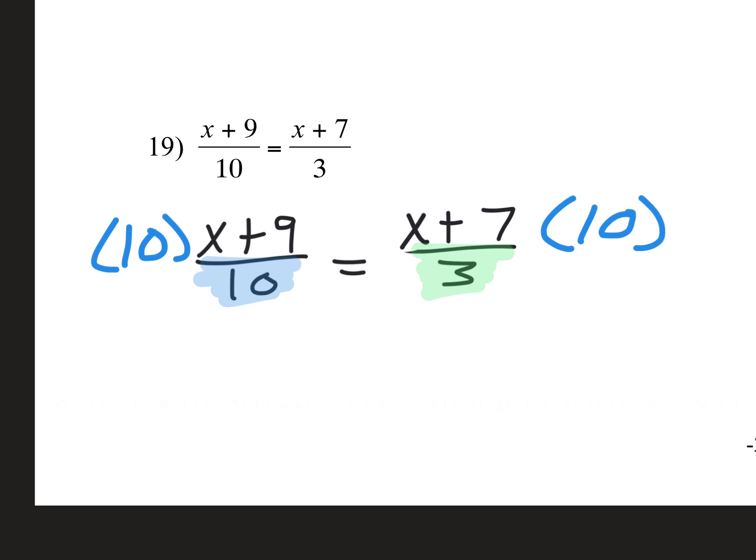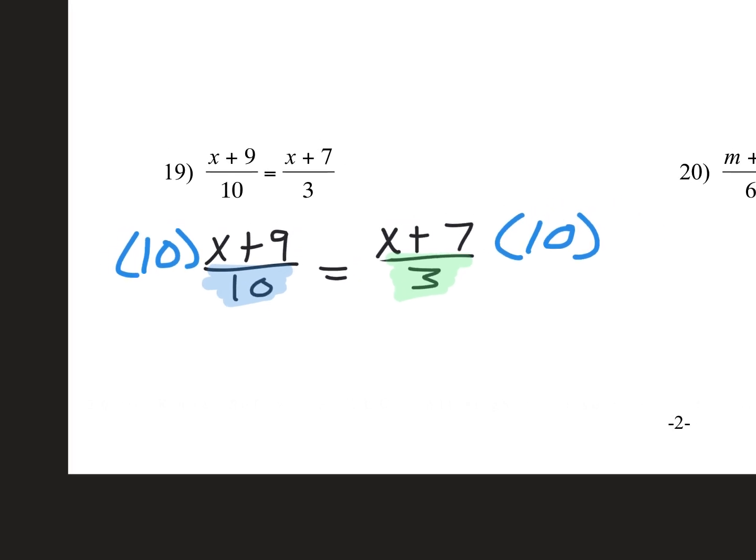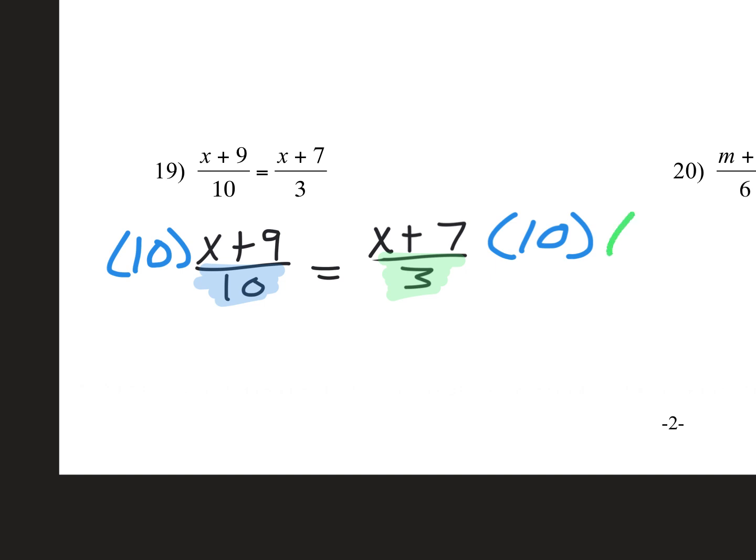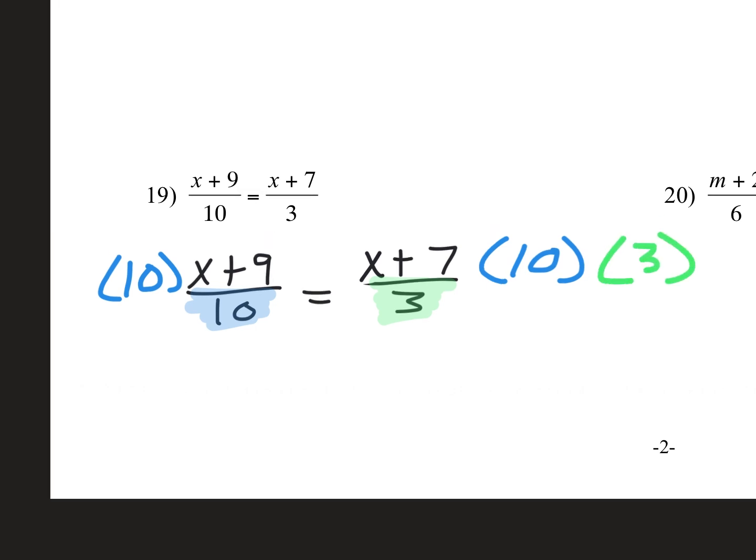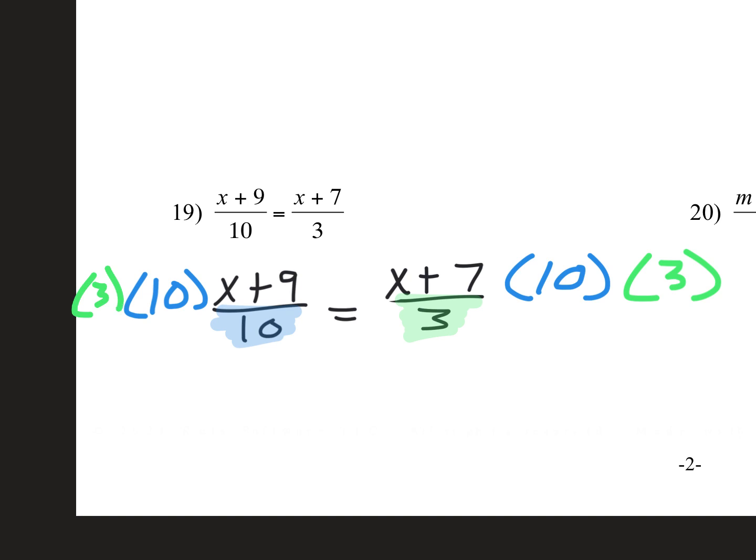I also have a dividing by 3 to cancel out. How do I cancel out dividing by 3? I multiply by 3. So I personally, and if you think least common denominator is easier, that's cool, I personally think it's a little bit easier to just multiply by each of them separately. And then let's just scratch out everything that cancels. So what's going to cancel out over here? The 10s are going to cancel.